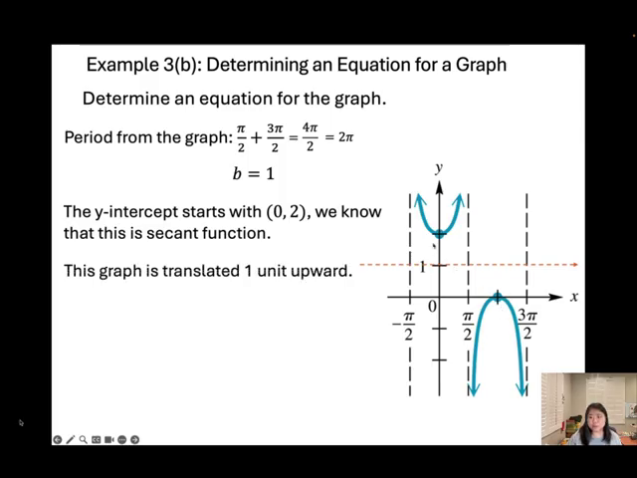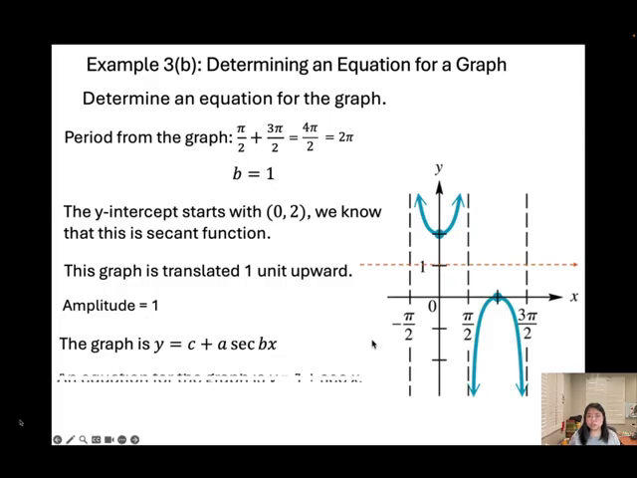And then look at the amplitude. Amplitude is going to be here, that's equal to 1. This is also equal to 1. So a is going to be equal to 1. So this graph should be y equals c plus a secant of bx. c is talking about the graph shifted upward 1 unit. a, that will be the amplitude. And then b, that's talking about the period here. So b equals 1. So we plug in all the information here. So the equation of the graph is going to be y equals 1 plus secant x. That's it.